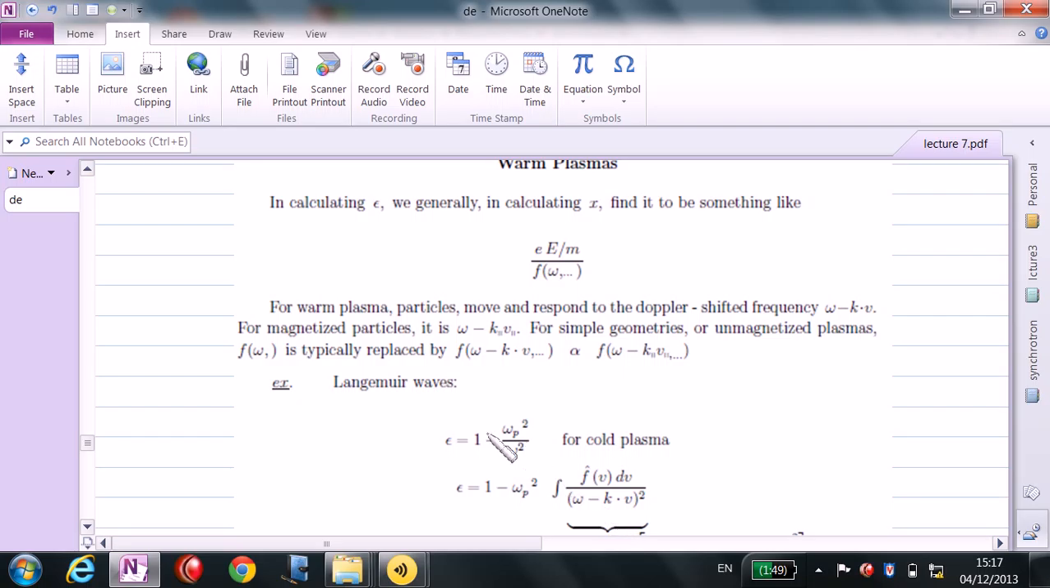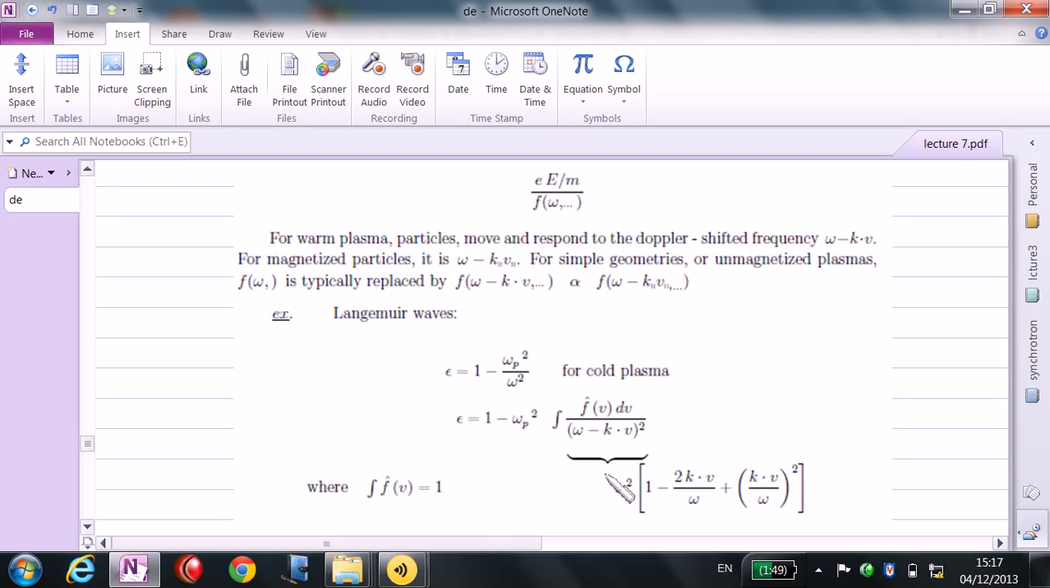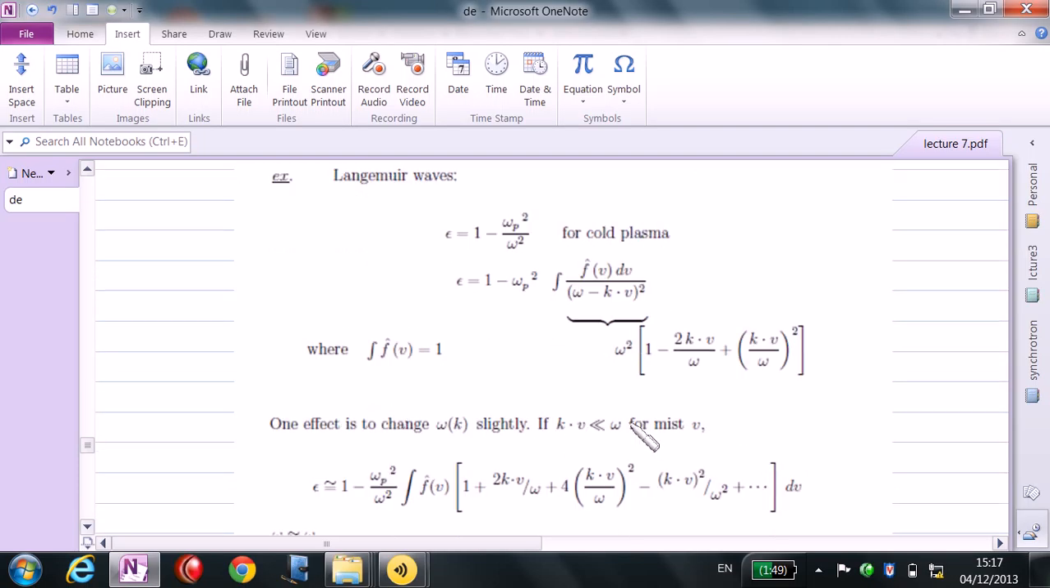Otherwise, instead of just doing this for a cold plasma, I would just integrate over velocity. Let's say it's a thermal distribution. I integrate over the thermal velocity, and instead of omega squared, I just have the Doppler shifted frequency. The problem is that when this goes to 0, life gets very confusing, unless you really know what's going on.